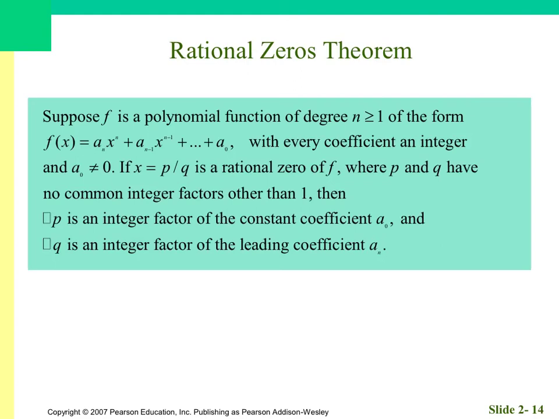Suppose f is a polynomial function of a degree greater than or equal to 1 in standard form with every coefficient an integer and the constant is not 0. If x equals p divided by q is a rational 0 of f, where p and q have no common integer factors other than 1, then p is an integer factor of the constant coefficient and q is an integer factor of the leading coefficient. So let's see.